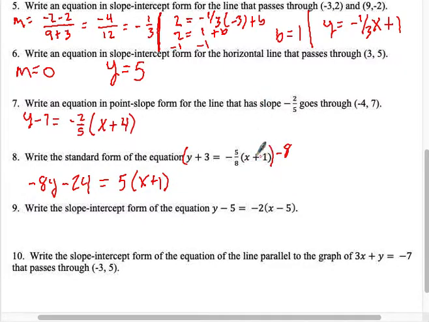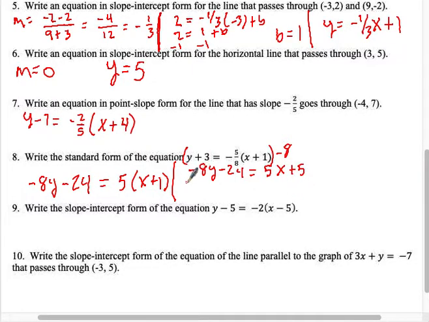These parentheses shield that multiplication process. We're multiplying by 8 when we get rid of this fraction. We're undoing the multiplying by the fraction, so we can leave it like it is. So now I need to distribute here. Negative 8y minus 24 equals 5x plus 5.